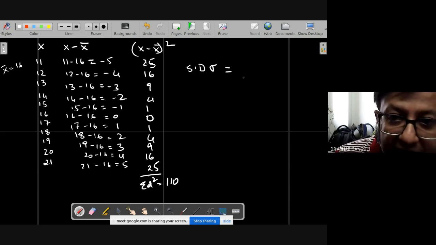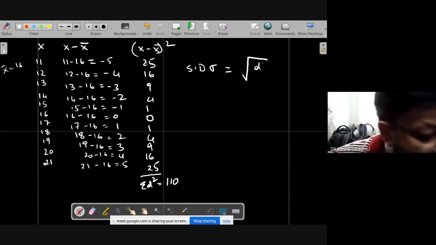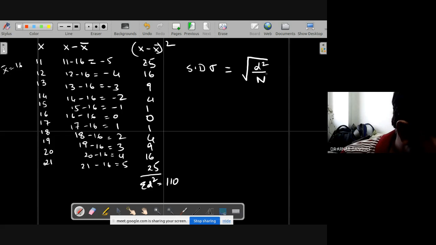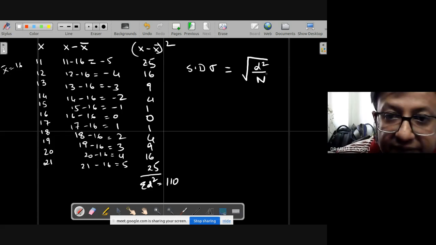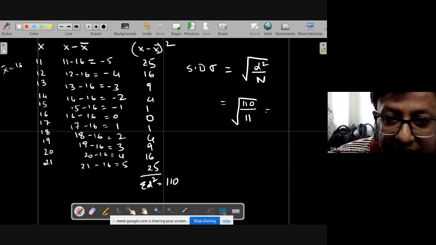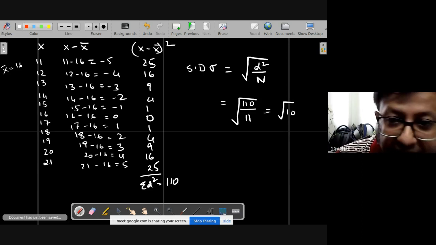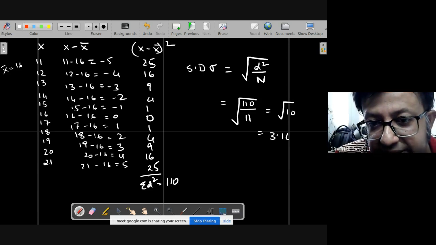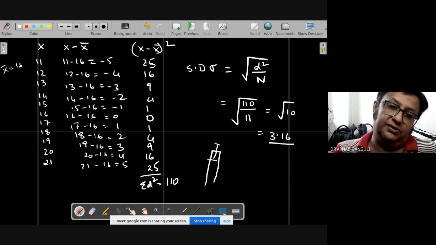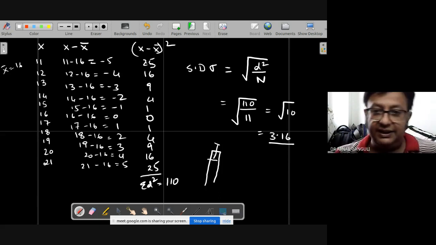So the SD is equal to under root of d square by n. 110 by 11. Under root of 10. That is equal to 3.16. So the standard deviation is 3.16. So the value can go 3.16 up and 3.16 down. This is the error bar which you get. Clear about standard deviation? Yes, sir.